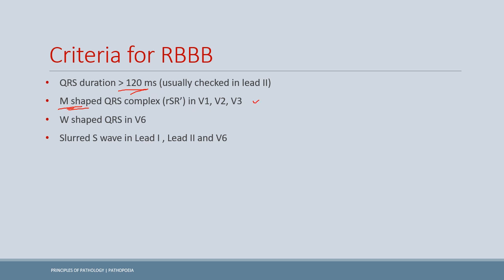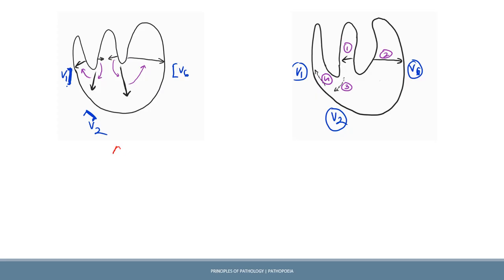We would discuss it in the next slide in a moment. And again, another characteristic finding is the W-shaped QRS complex, particularly the R wave in case of V6. Now, one of the findings is the slurred S wave, and the slurred S wave is because there is the prolongation of the Purkinje fiber depolarization, and that is particularly seen in lead 1, lead 2, and V6. Okay, so here I have kept the normal and the right bundle branch block.